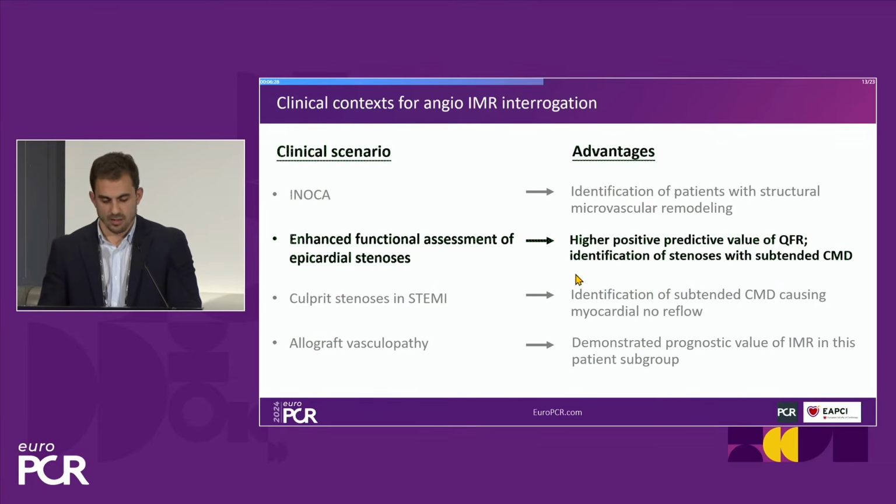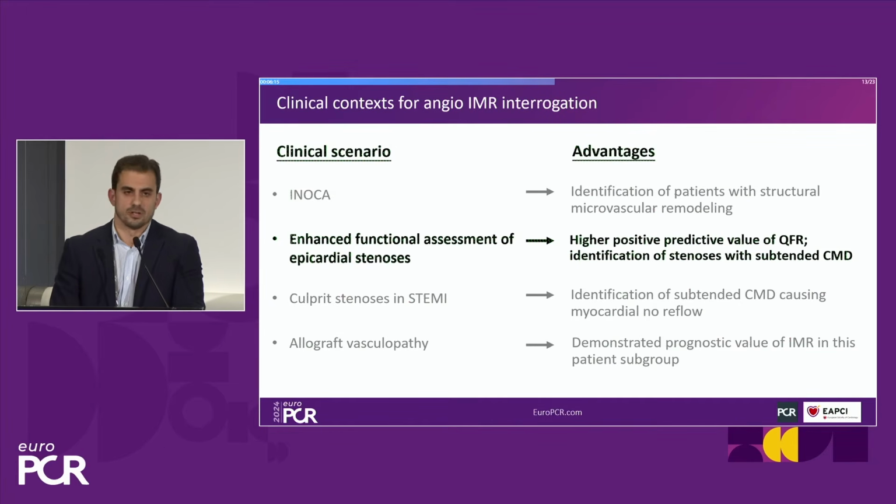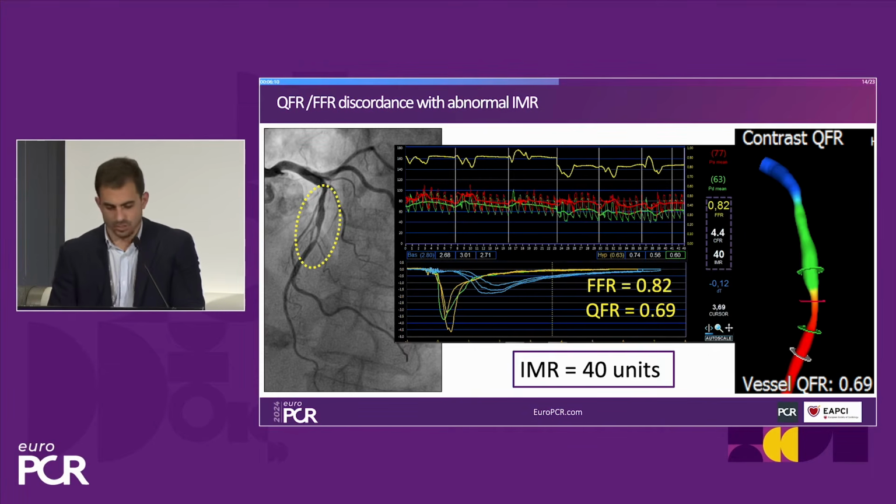To continue, another use of angio-IMR may be to complement QFR, because we know that there are some patients that have discordant QFR and FFR values, and here we know that the microcirculation may have something to say about. So this is an example. We have a vessel with an intermediate stenosis in the left circumflex, where FFR is 0.82, and we also have the determination of the IMR, which is high, 40 units.